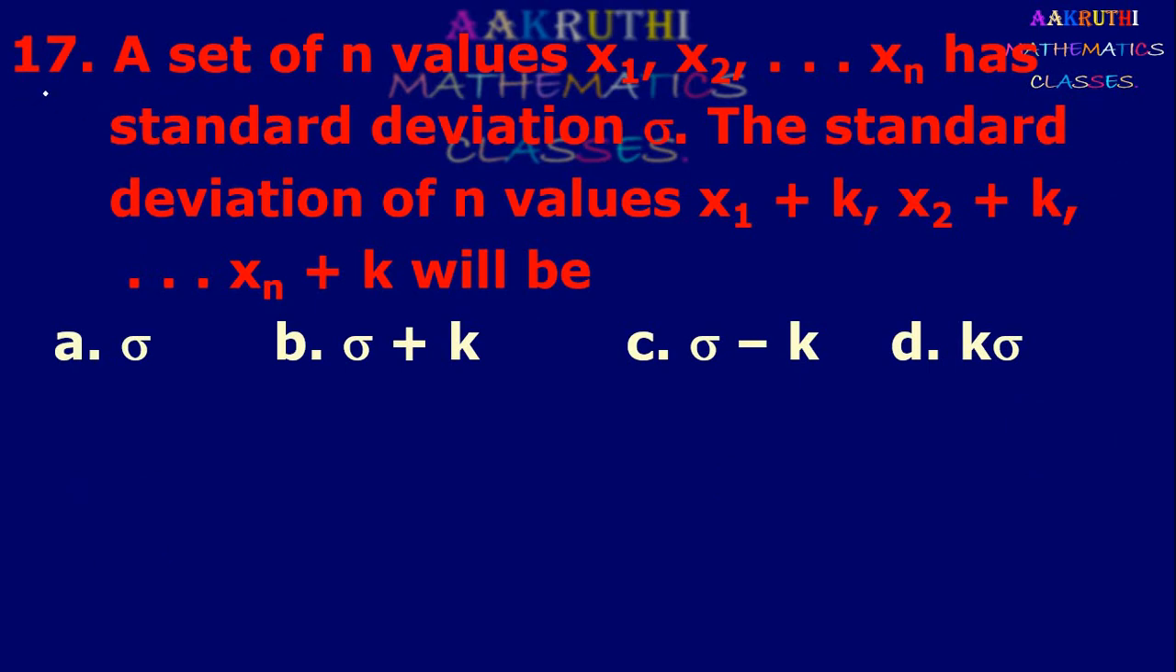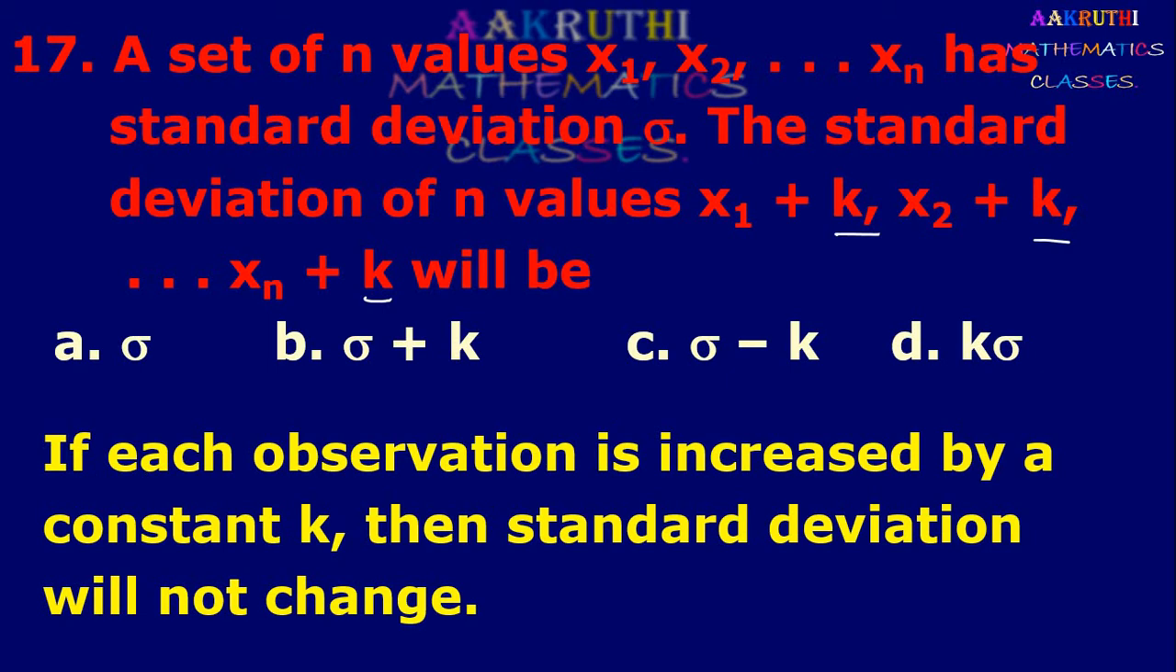It is problem number 17. Already we discussed question 16 in the previous class. A set of n values x1, x2, x3 up to xn has standard deviation sigma. The standard deviation of the n values, that is x1 plus k, x2 plus k up to xn plus k, will be. Here we added k to each observation and we have to calculate the new standard deviation. We know that if each observation is increased by a constant k, then standard deviation will not change. So the standard deviation of new data and previous data will be the same. Therefore the standard deviation of new data is also sigma only, which is option A.